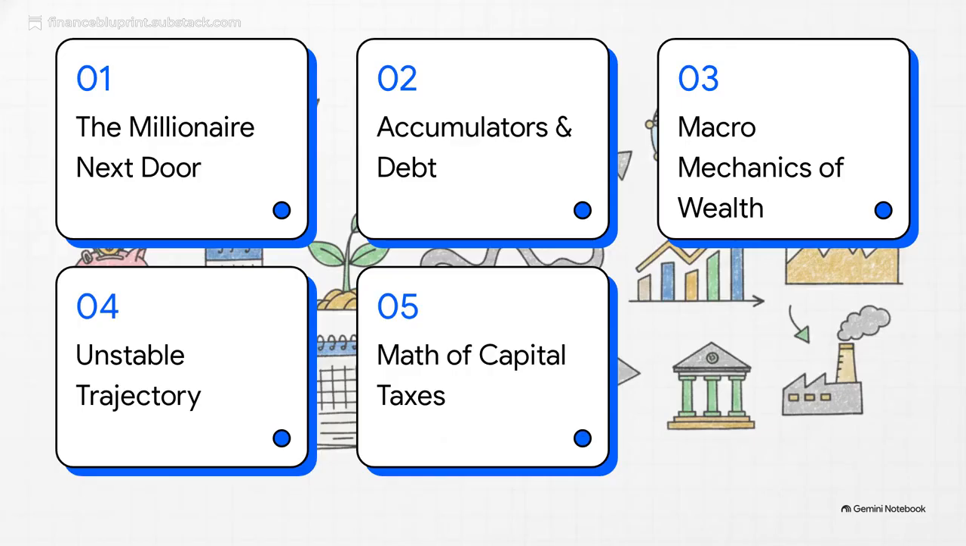Here is our roadmap for today, which will ensure we understand wealth from both the bottom up and the top down, without getting intellectual whiplash. We'll cover 1. The millionaire next door. 2. Accumulators and debt ratios. 3. The macro mechanics of wealth. 4. A temporarily unstable trajectory. And finally, 5. The math of capital taxes.